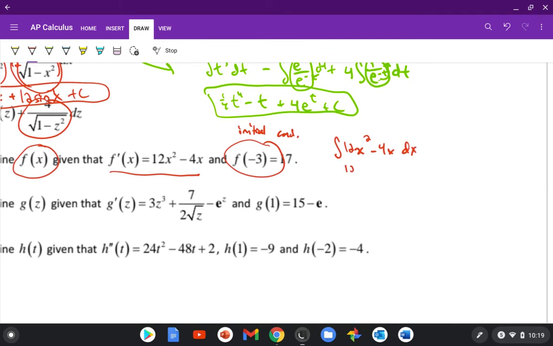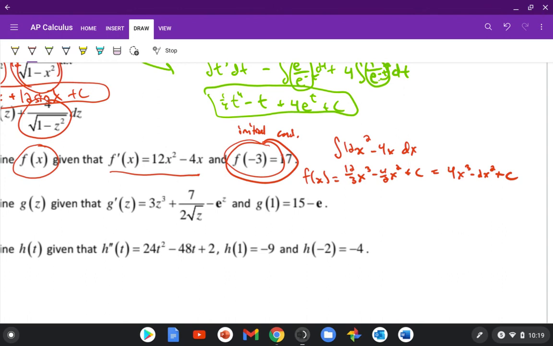So that gives you 12 thirds x to the third minus 4 halves x squared plus c. So this would be f of x, right? This would be like our general solution, which we could reduce to 4x to the third minus 2x squared plus c. So that's what we call our general solution. We then can use this initial condition to find what the c is.